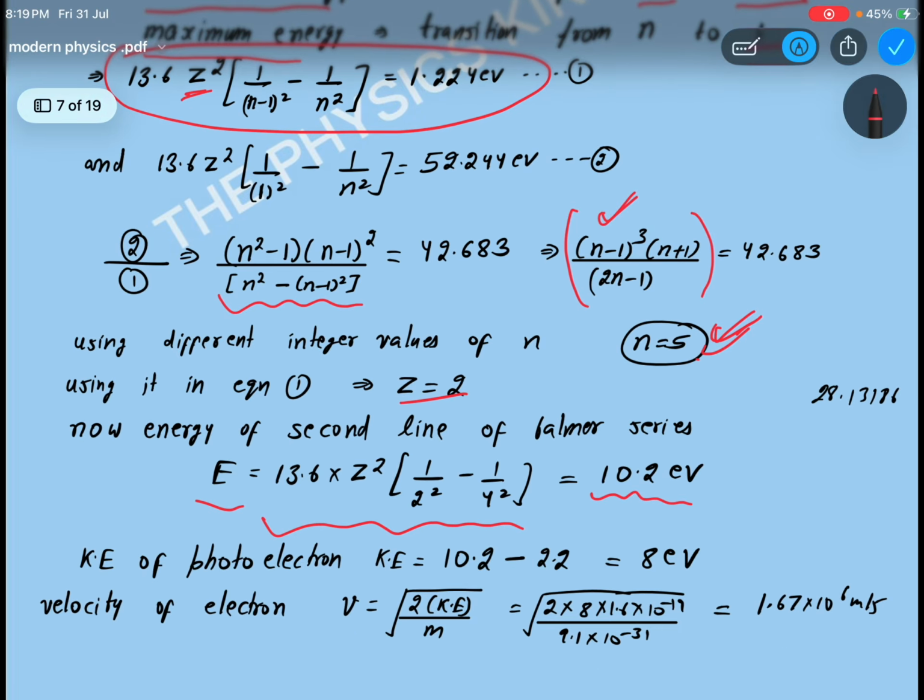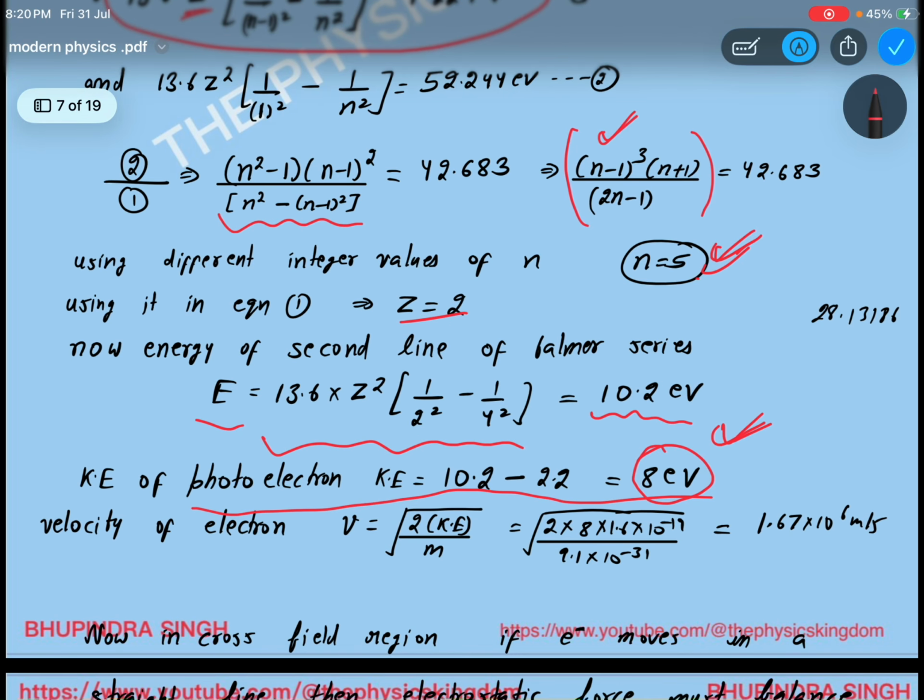So the kinetic energy of the photoelectron is 10.2 minus 2.2, where 2.2 was the work function. That is the kinetic energy of the most energetic electron. From the kinetic energy we can find out the velocity also.